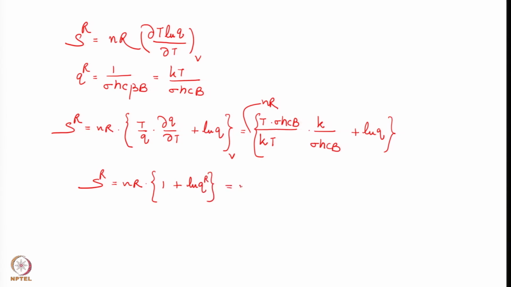Or what I have is NR into log Q, where Q is kT over sigma hcB. This is log Q plus 1. This is what I have. But remember that we are using the high temperature result, because we are using Q_R equal to kT by sigma hcB, which is only possible if the temperature is much higher than the rotational temperature.